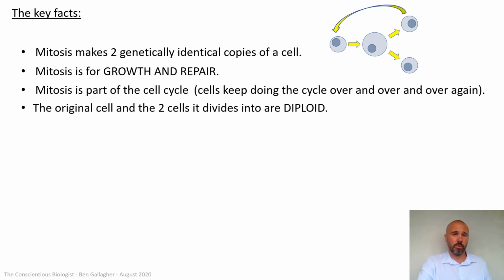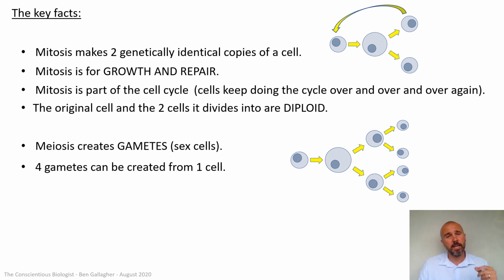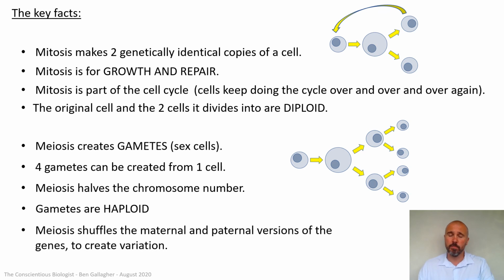Meiosis isn't a cycle. Once you've got the cells in meiosis, they're either used or they die, okay? But in mitosis, the original cell and the two cells it divides into are diploid. Now, meiosis creates gametes, which are sex cells. It's got 2 rounds of divisions you can see here, which means 4 gametes can be created from one cell, not just 2 cells as in mitosis. Meiosis halves the chromosome number. That makes the gametes haploid. And meiosis shuffles the maternal and paternal versions of the genes to create variation.